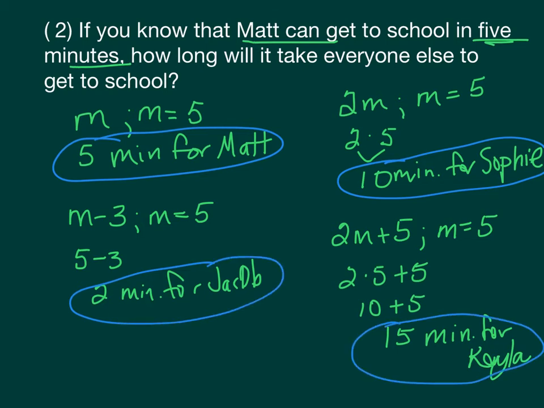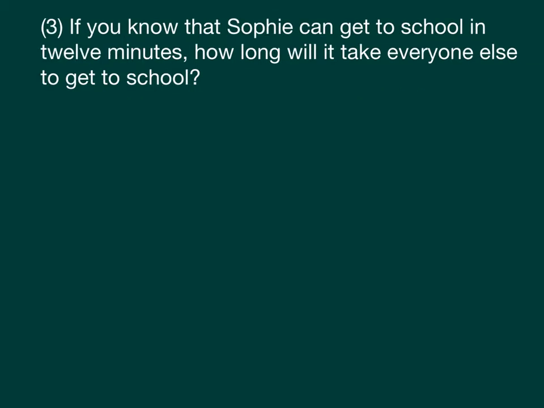But again, it is very important that we show all of this work. That way, if we do make a mistake or if we want to show someone how we did it, it's very, very clear. Okay, moving right along, part 3. You know that Sophie can get to school in 12 minutes. So therefore, how long will it take everyone else to get to school?